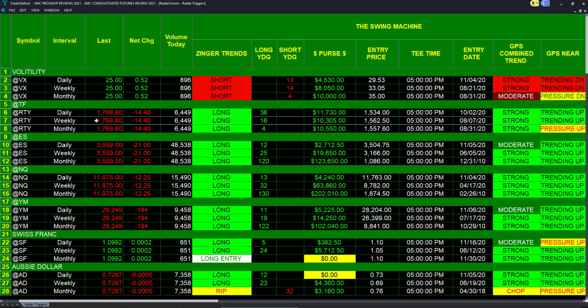So let's just move down for a moment. Now we can't do this in 10 minutes. We can't comment on each market. But here's the Russell. So if you had gone long the Russell 36 days ago, on October 2nd, one contract, you'd be up 11,000. 16 weeks ago, long, and 4 months ago.